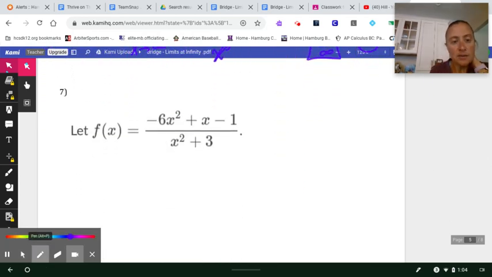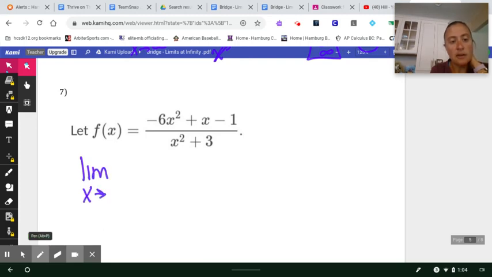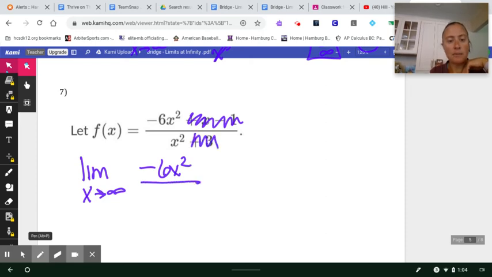Number 7. So I've got, and obviously the question that we're tackling here is the limit as x approaches infinity. And here's my function f of x. So I'm just going to clean it up. I'm looking for the largest power on top. I've got negative 6x squared. Largest power on the bottom, x squared. Beautiful, simple one. Those are going to divide out. Therefore, my limit is equivalent to negative 6.